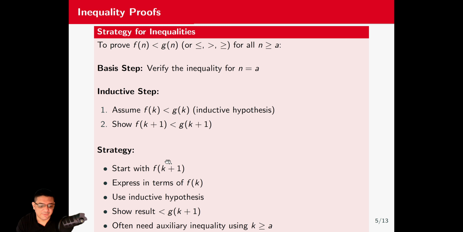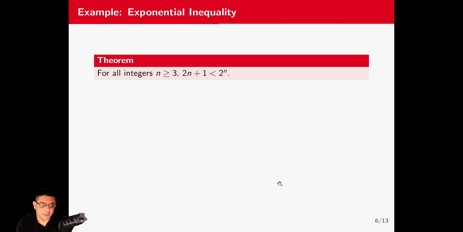The strategy is: start with f of k plus 1, express it in terms of f of k, use the inductive hypothesis, and show that our result is going to be less than g of k plus 1. Often, you're going to need an auxiliary inequality that uses that k is bigger than a. Let's see an example of that.